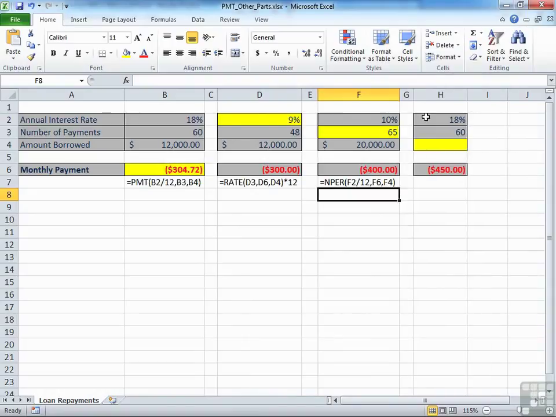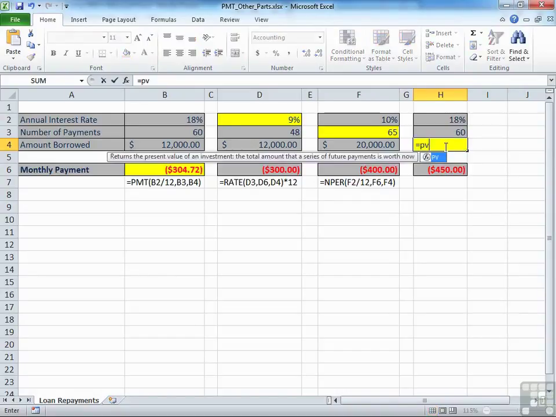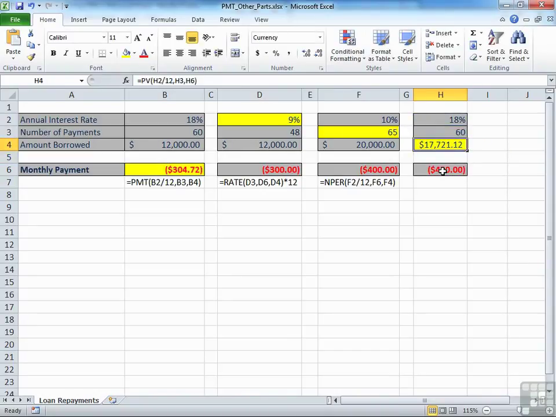And the last part of this is to find the amount borrowed, knowing again the other three variables. So the amount borrowed is the PV, open brackets, the rate, again divided by 12, because our rate is being quoted per year, not per payment period, comma, number of payments, comma, our actual monthly payment, close brackets, and the PV there is 17,721.12. If you went to a bank and you know their interest rate, and they might be wanting to charge you, for example, 12.5%. We need some decimal places on that cell.